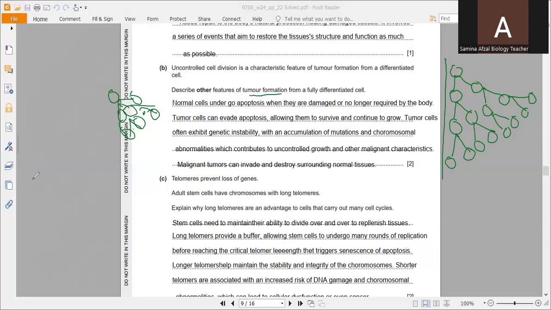Now I will read this question, which I have already written for you. Normal cells undergo apoptosis when they are damaged or no longer required by the body. Tumor cells can evade apoptosis, allowing them to survive and continue to grow. Tumor cells often exhibit genetic instability with an accumulation of mutations and chromosomal abnormalities, which contribute to uncontrolled growth and other malignant characteristics.